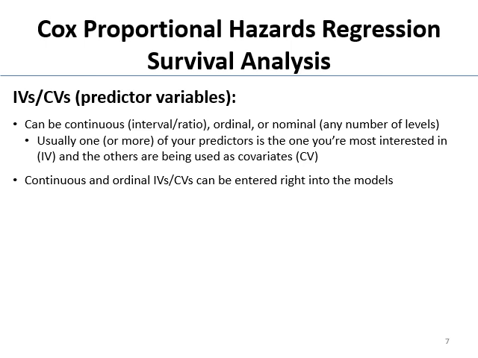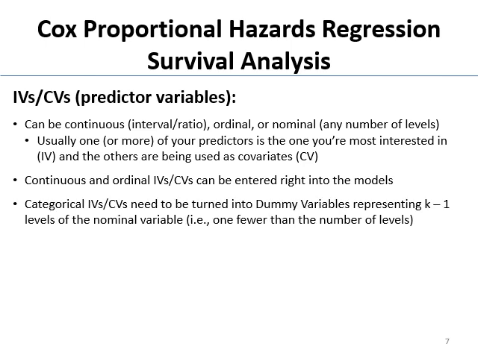They can be entered right in the model. Nothing you got to do. So you don't need to dummy code things that are continuous. For categorical ones, that is nominal ones, you do need to do that: k-1 levels of a nominal variable in terms of dummy variables. So it's the total number of levels minus 1. That's how many dummy variables you're going to have SPSS make for you.